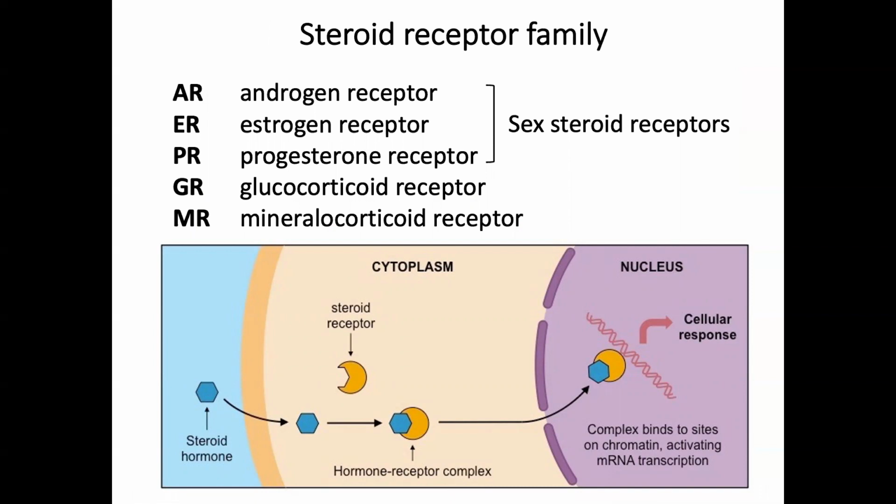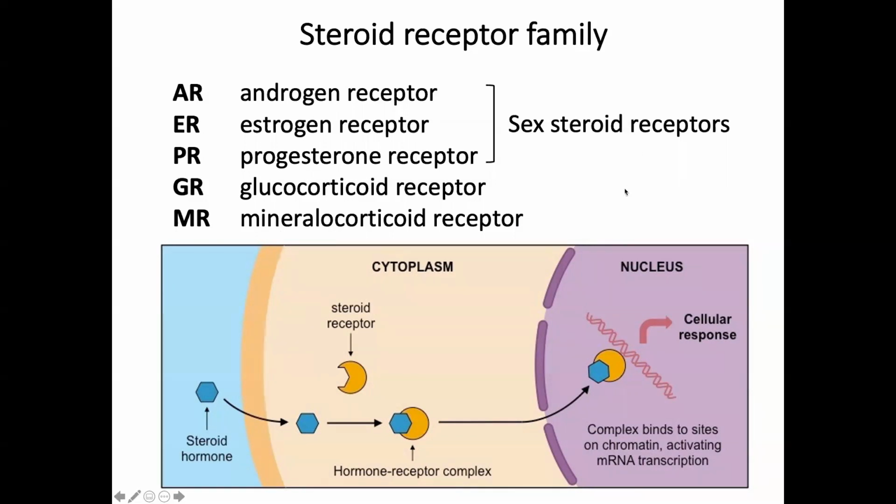The steroid receptor family belongs to the steroid receptor superfamily, and five transcription factors are included, okay? AR is androgen receptor, ER is estrogen receptor, PR is progesterone receptor, GR is glucocorticoid receptor, and MR is mineralocorticoid receptor. You should be familiar with some of those receptors. AR, ER, and PR are also called sex steroid receptors. These proteins interact with the sex hormones androgens, estrogens, and progesterones, respectively.